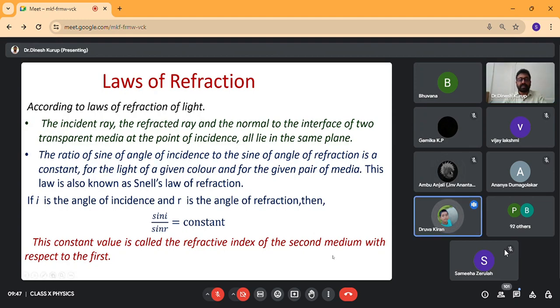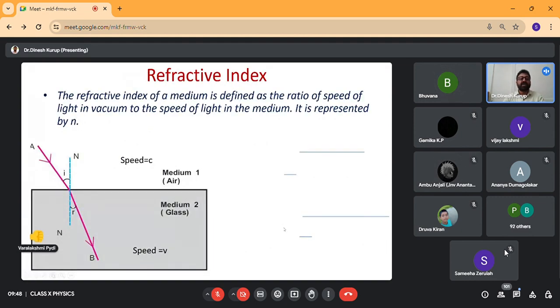Sir, it is the ratio with the speed of vacuum. No, the speed of light in vacuum to the speed of light in that medium. So it is a ratio of velocities also. Okay, sir. Agreed? Yes, sir. Okay, fine. We move on and let us see more on the refractive index.